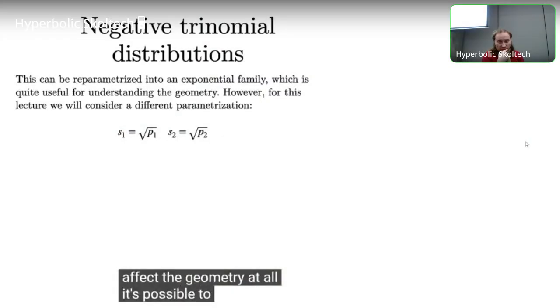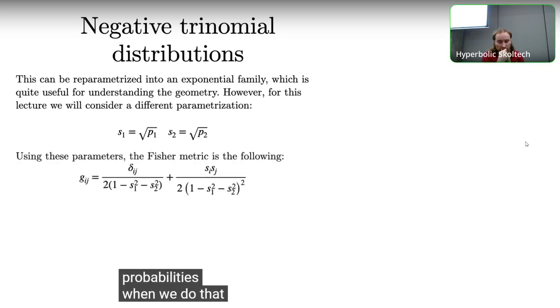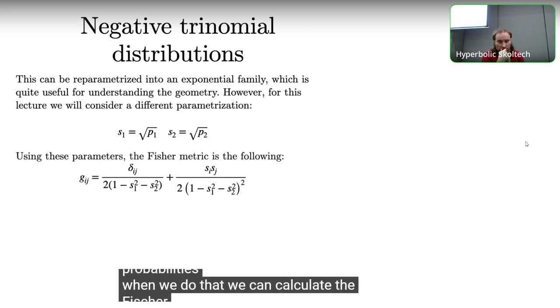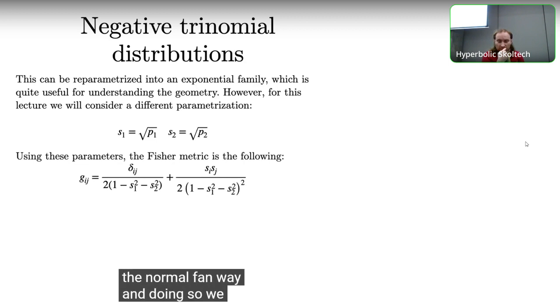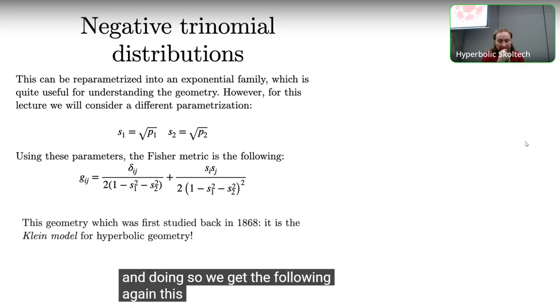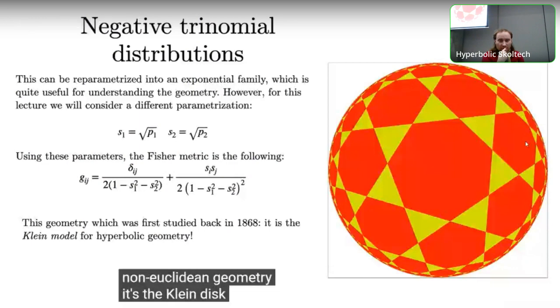It's possible to rewrite this as an exponential family, but for this lecture, we'll actually take the square roots of the success probabilities. When we do that, we can calculate the Fisher metric the same way we did for the normal family, and doing so, we get the following. Again, this is the metric which you might be familiar with if you study non-Euclidean geometry. It's the Klein disk model for hyperbolic space.